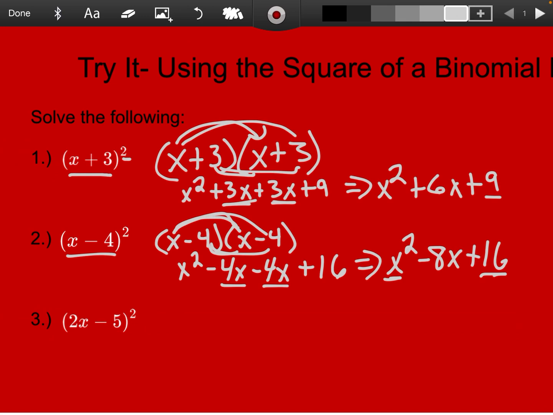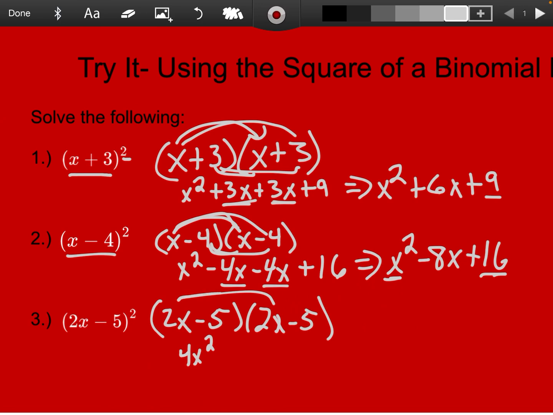Now, a little bit different problem here where it's not just an x. We have a 2x. Think of it the same way. 2x minus 5 times itself. And then we get 4x squared. So remember when you're multiplying a variable with a coefficient, you multiply the coefficients together first. That's where we get the 4. x times x is x squared.